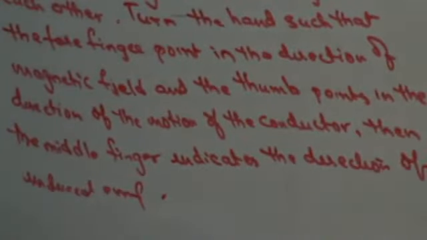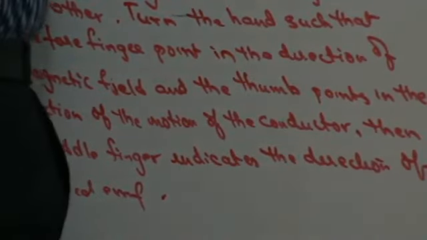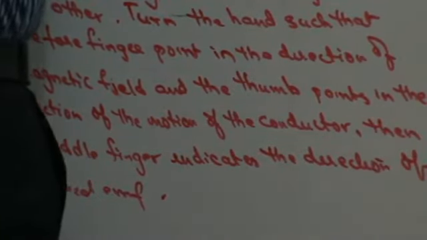Once you get Fleming's right hand rule, now let's see what is inductance, self-inductance and mutual inductance. What do we understand by self-inductance or self-induction?